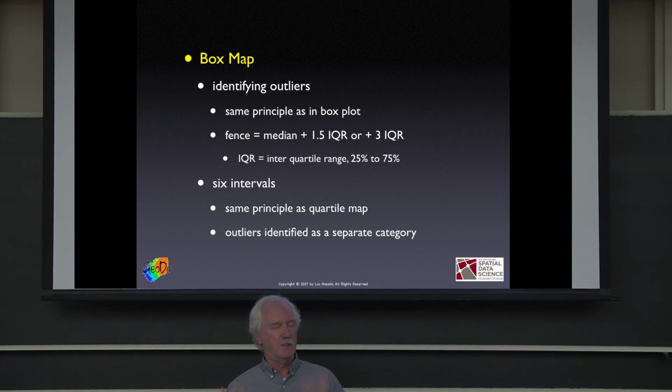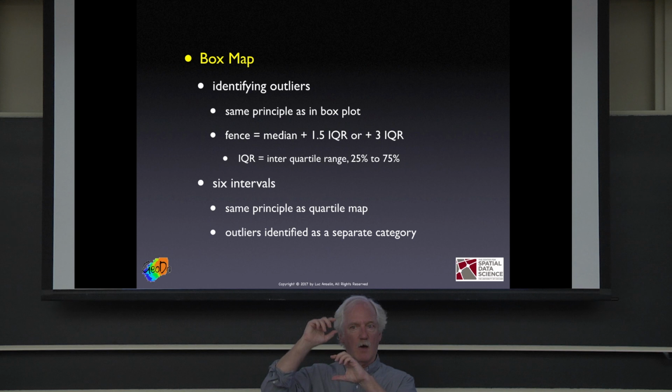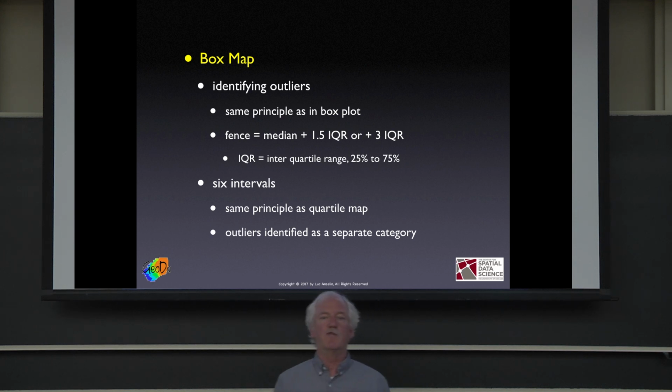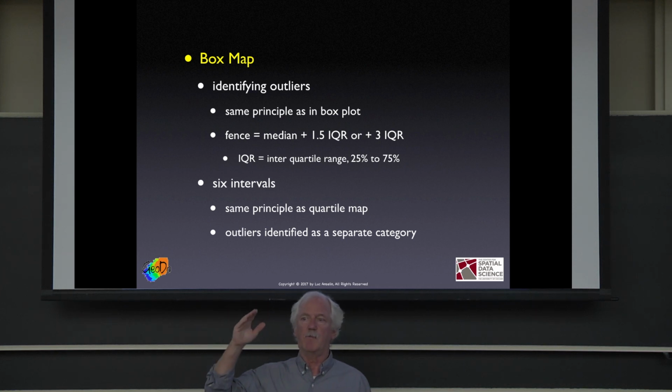A box map, same idea, choropleth map classification. So in the first quartile, there are some observations that may be outside the fence. We color them differently. And similarly, in the fourth quartile, there may be some observations that are above the fence and we color them differently. So even though, in essence, it's a quartile map, it actually has 6 categories. So the 2 outliers at the top and at the bottom, and then the other regular quartile categories.